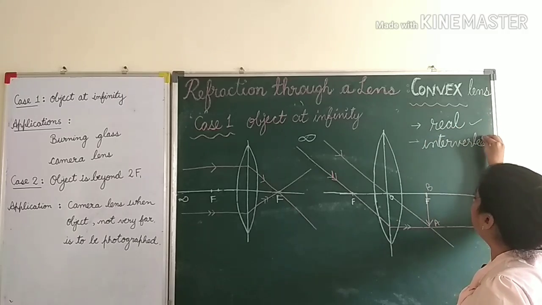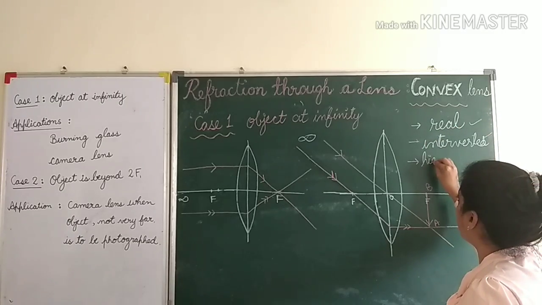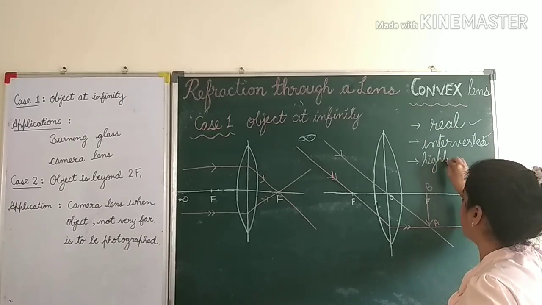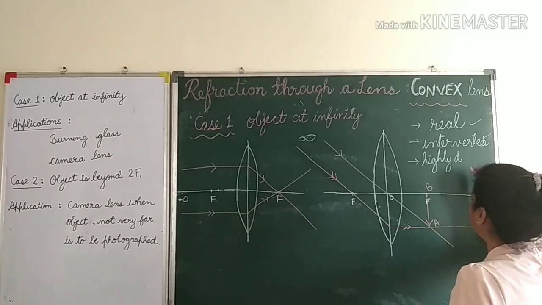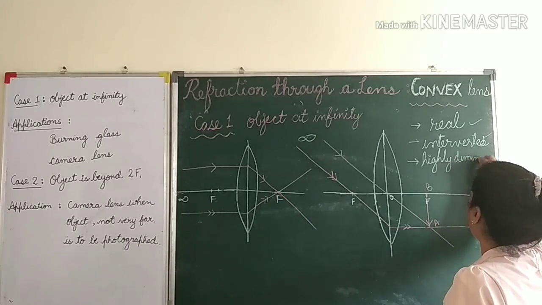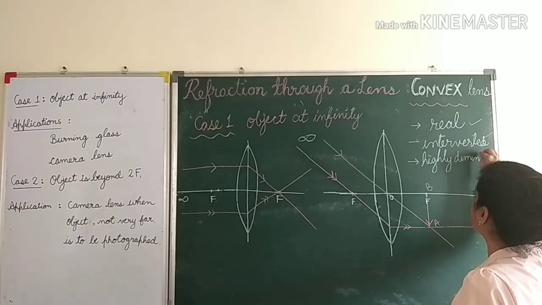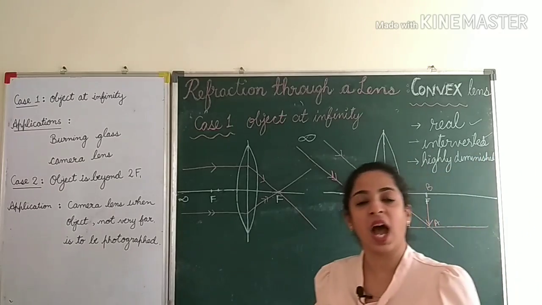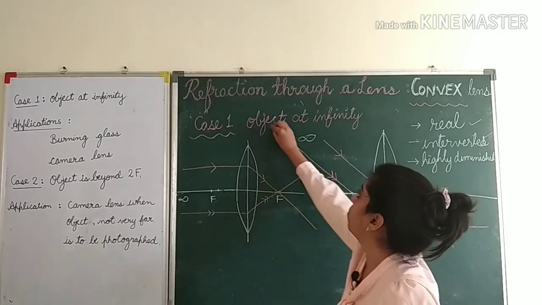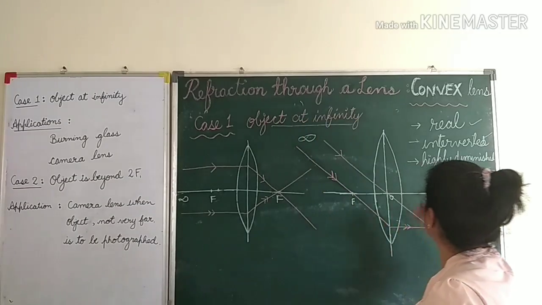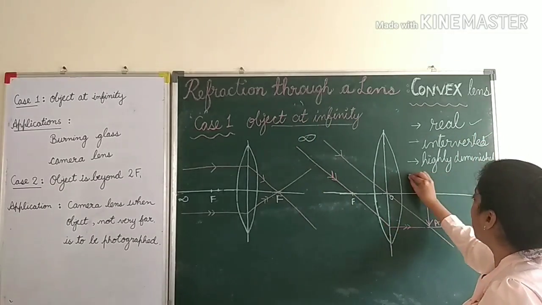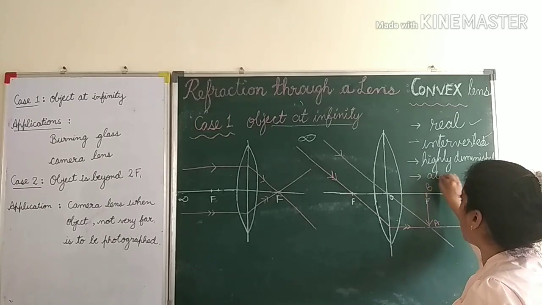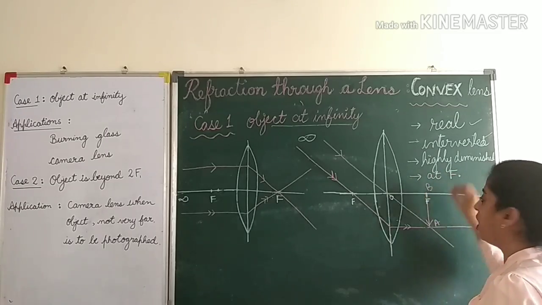Always it is an inverted image for convex lens. So it is real, inverted, and it is highly diminished, because it is a very small image that we are getting. So we will write highly diminished. We will not write small or diminished. We will write highly diminished in case of object at infinity. So it is real, inverted, highly diminished, and it is formed at focus. So it is at F.